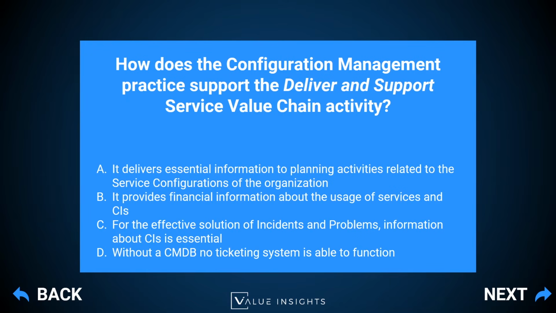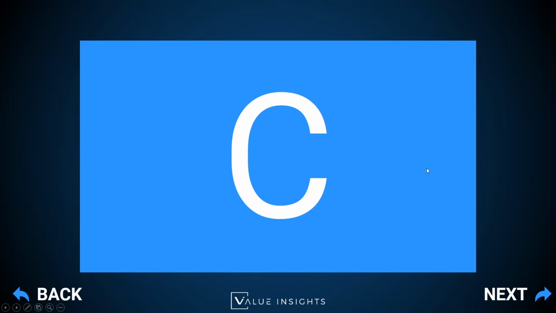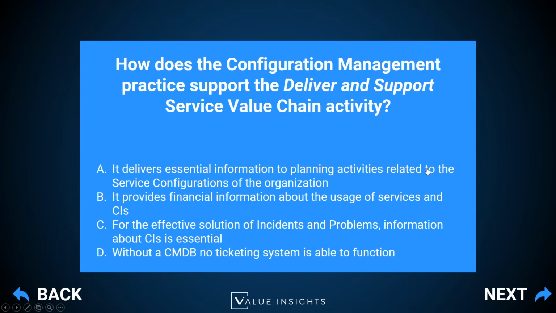Question number 5. How does the configuration management practice support the deliver and support service value chain activity? I assume you would pause the video again, so I'll be back in a minute with the correct answer. And for this, the correct one is C. It says, for the effective solution of incidents and problems, information about CIs, configuration items, is essential. And that is so true.